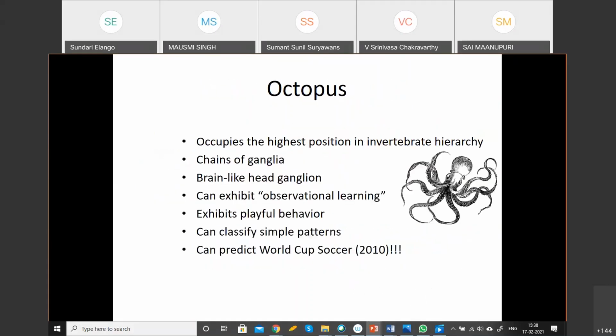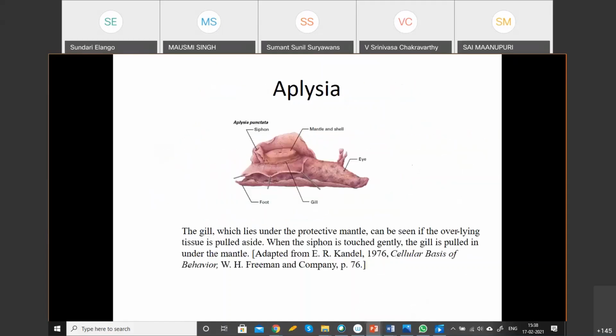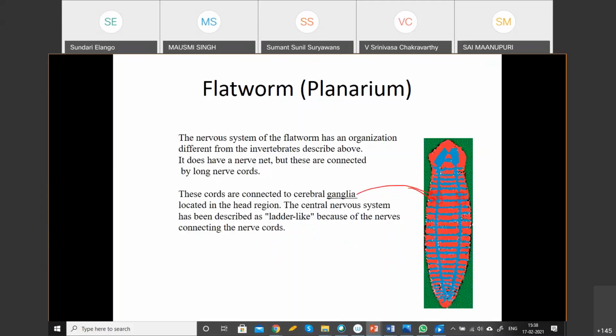So when you go to the octopus, it also has chains of ganglia, right? But among these ganglia, at the very top, at one end of this nervous system, the last two ganglia are relatively larger and they start looking like a brain. For example, if you look at the planarian nervous system, you have lots of these ganglia. At one end, you will see a fairly large pair of ganglia, two of them, right? And this doesn't look like a brain or anything.